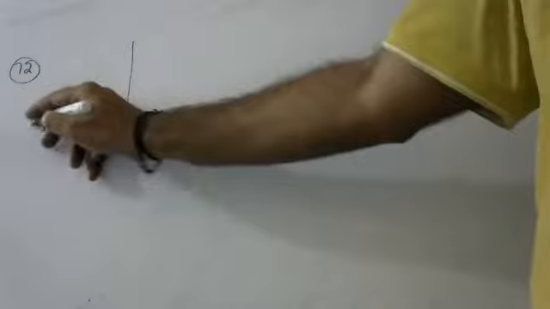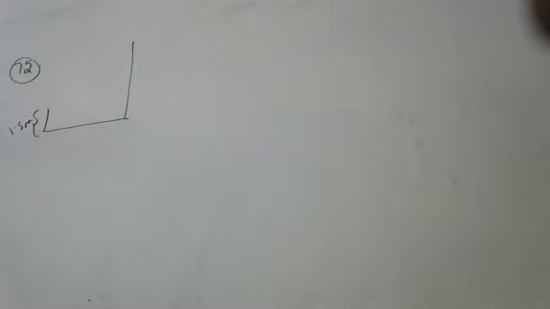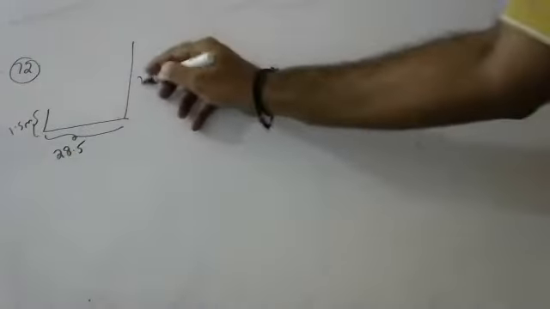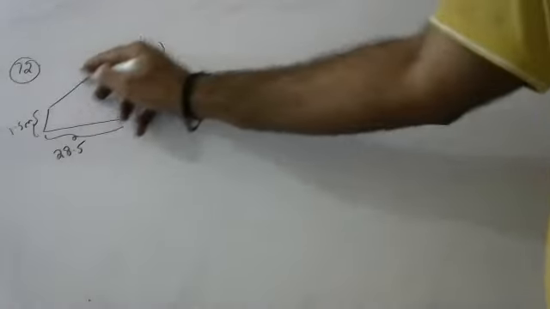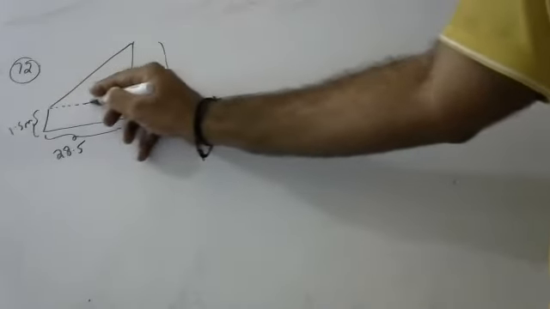Coming to the 72nd question, listen carefully. What is the 72nd question? An observer, 1.5 meters tall, is 28.5 meters away from a tower of 30 meter height. Determine the angle of elevation. He is asking to find the angle of elevation.